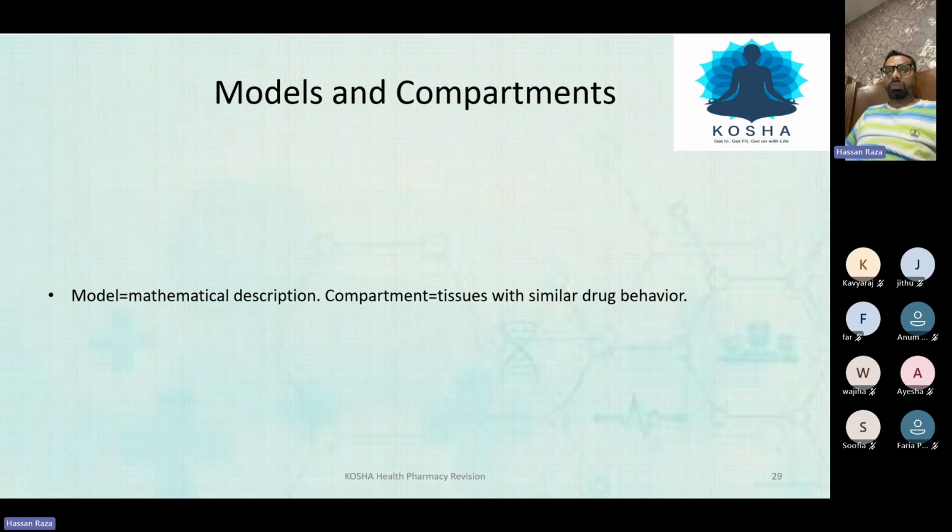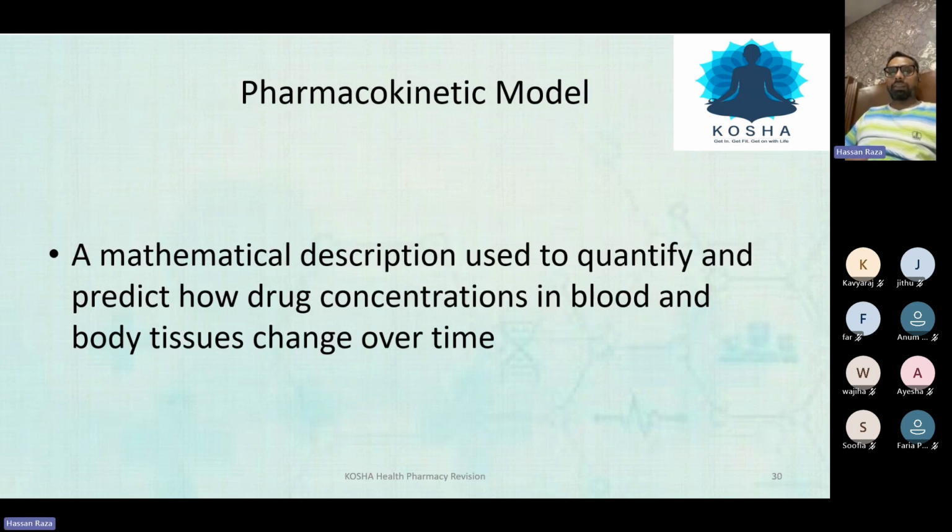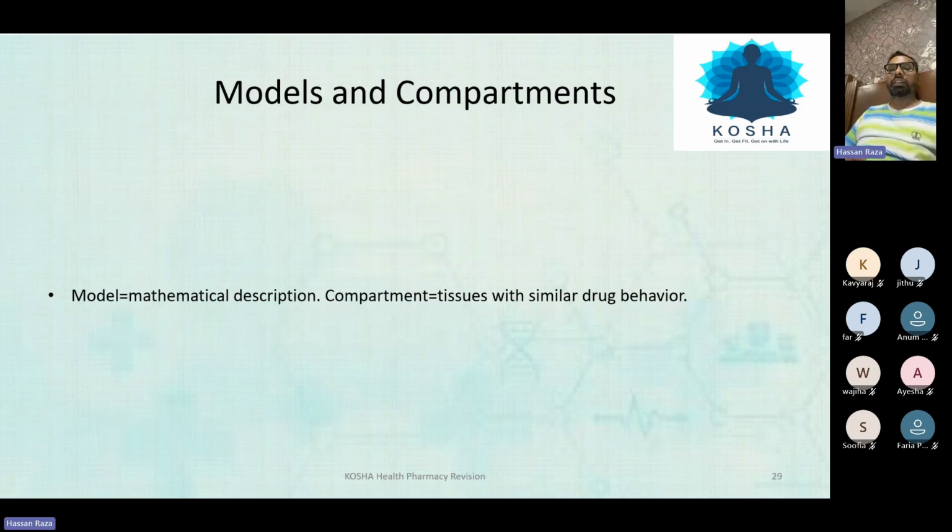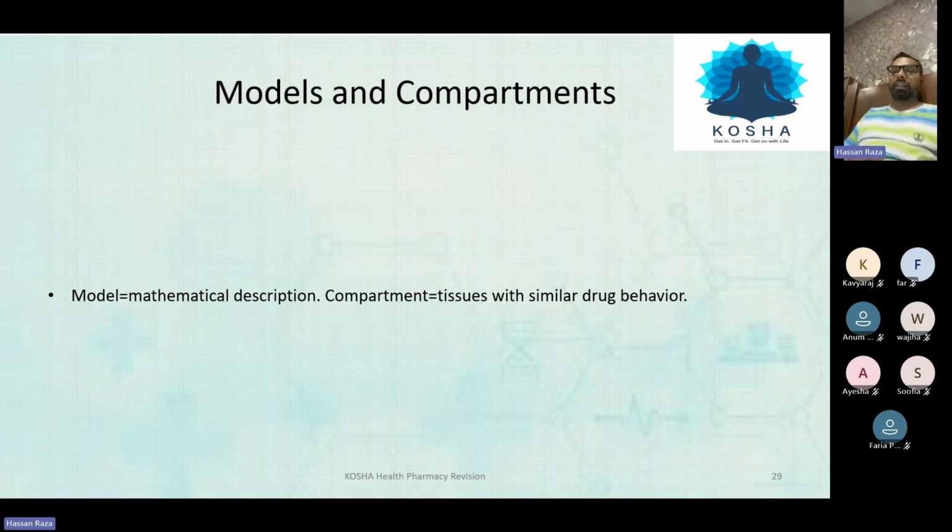So this was basically the second section of my presentation. I'm now moving to the third section, because I have divided my whole presentation into 3 or 4 sections. Basically, in the first section, I introduced you to different definitions, and then in the second part, I introduced you to different orders, how we interpret first order and zero order for different ADME cases. And now we have to move to another section, which is models and compartments.